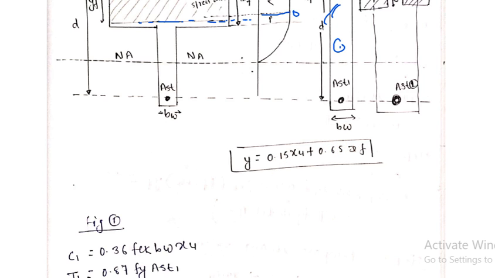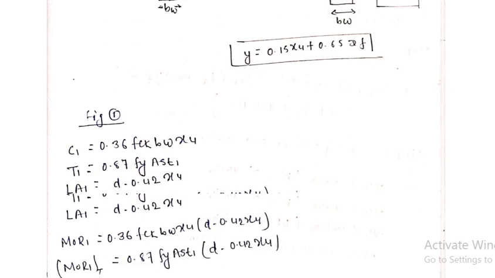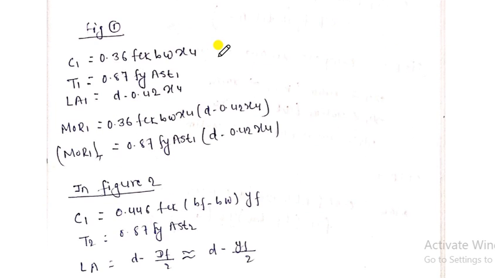So it is the same as the previous ones. From figure 1 it will be the same, right? Everything will be the same because we have already calculated for the web. So 0.36 FCK BW XU, T1, lever arm 1. So we will calculate the moment of resistance in the compression zone and the moment of resistance in the tensile zone.